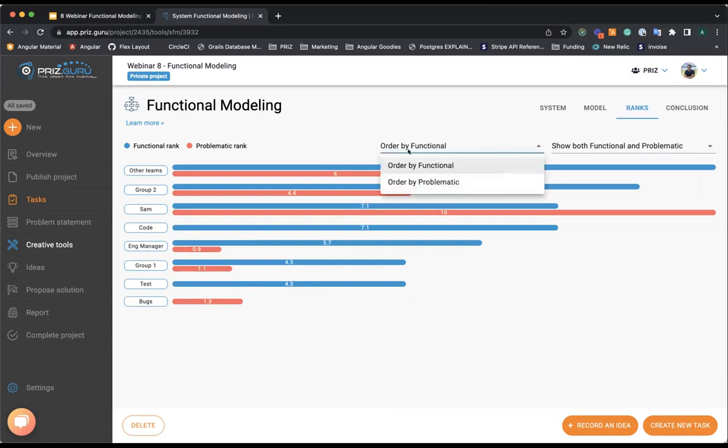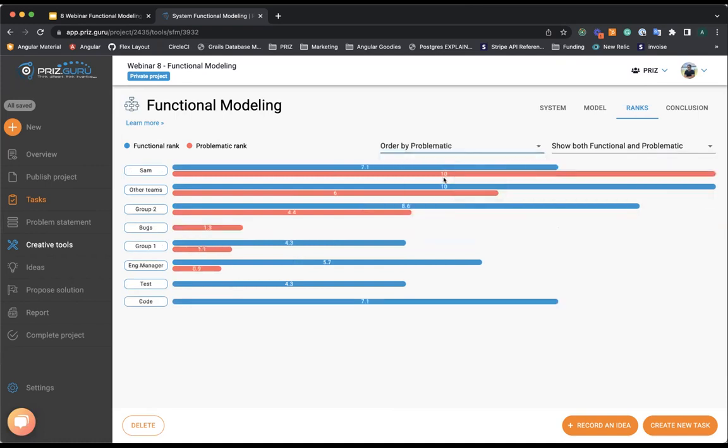As you can see, the most problematic component, and in this case, it's a person, it's Sam, right? Now, normally you would say, but he still has, by the way, pretty high functional rank as well. He does a lot in the company.